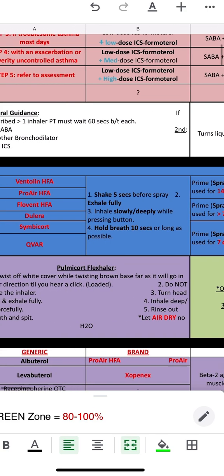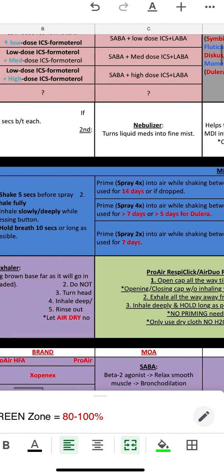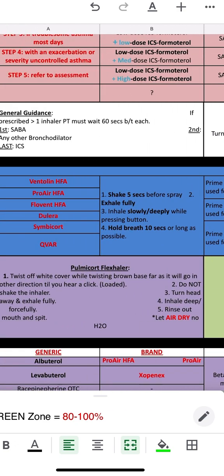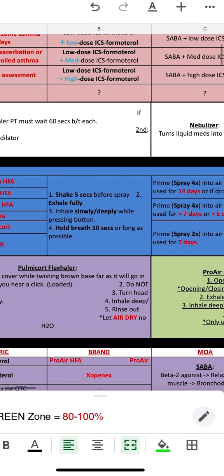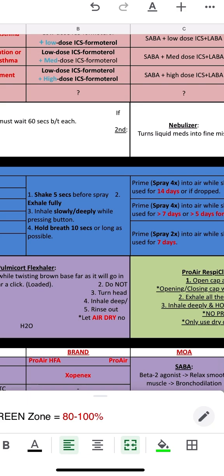Okay, so these are the metered-dose inhalers, Ventolin HFA. Notice that they have HFA in their name. Ventolin HFA, ProAir HFA, Flovent HFA, Dulera, Symbicort, QVAR. You need to shake 5 seconds before spray. And you have to exhale fully. Then you have to inhale slowly and deeply while pressing the button. Hold your breath 10 seconds or as long as possible.